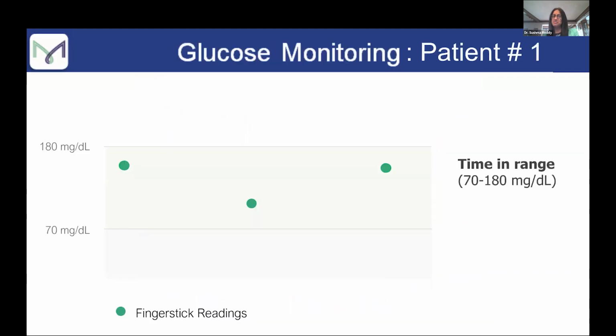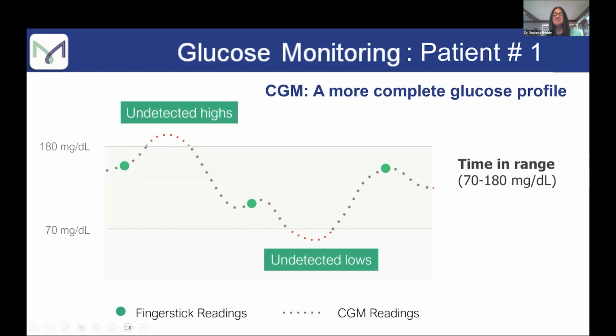Now, if we put a CGM on this patient, as some of you had indicated, it now gives us that complete picture. We find out that this patient had some highs and had some lows. And if this was somebody on insulin or sulfonylurea and this was in the middle of the night, we would definitely want to address this. So CGM definitely gives us a more complete glucose profile. And so you can see A1C is helpful for that long-term monitoring, but for that immediate, to know what's happening over a 24-hour time frame, that CGM gives us a much more complete picture.